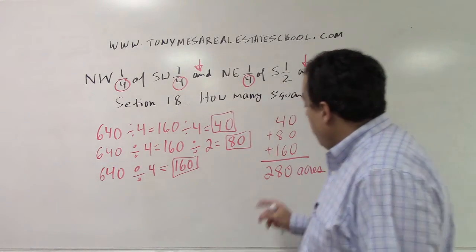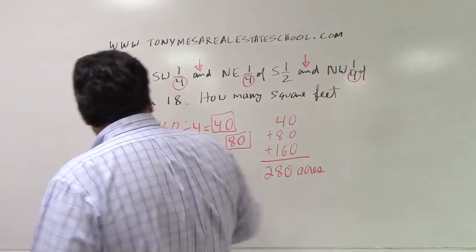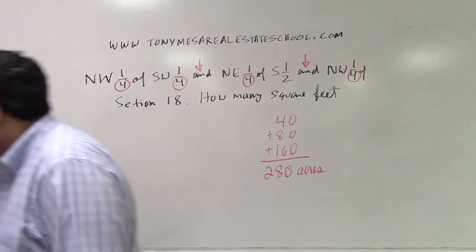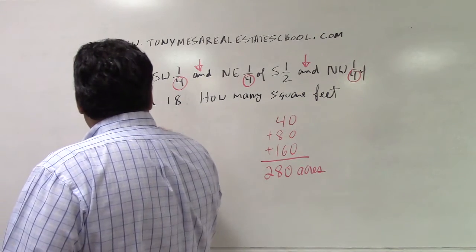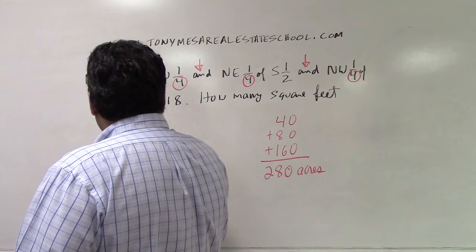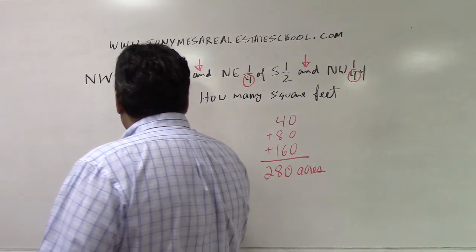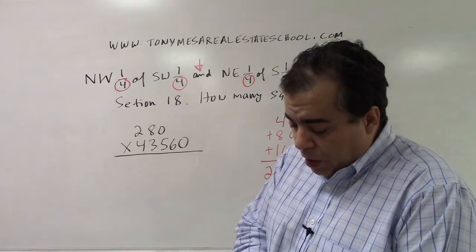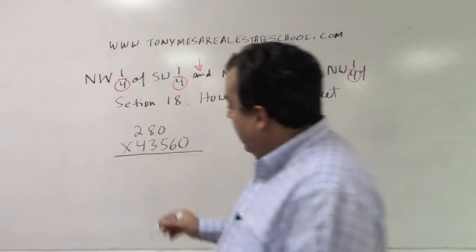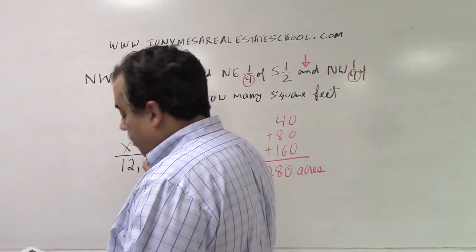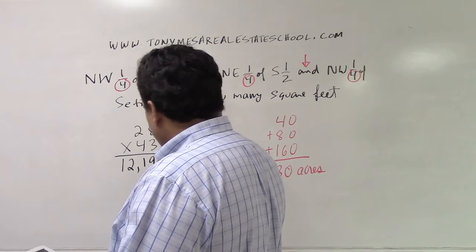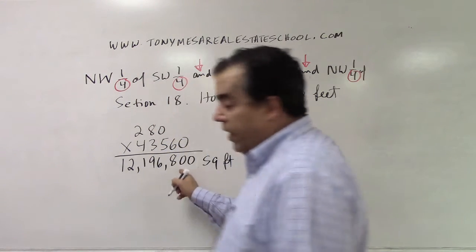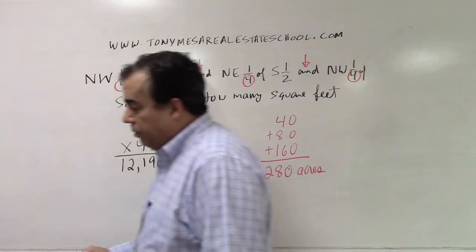So then what we're going to do is take 280 acres multiplied by 43,560 square feet per acre. So 280 times 43,560 gives us 12,196,800 square feet. And that would be the answer if the question is how many square feet is that, right?